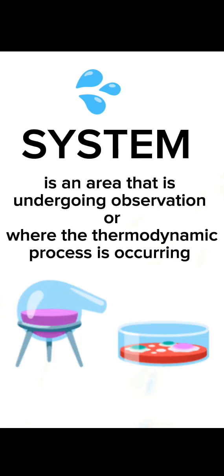But I've been sneaking in concepts such as system and environment, so I feel it's very important for us to describe what those mean also. A system is an area that is undergoing observation or where the thermodynamic process is occurring. We call that area a system. The environment is any other area apart from the area undergoing observation. By definition, a boundary is the demarcation between the system and the environment. So that's the definition of those three terms.